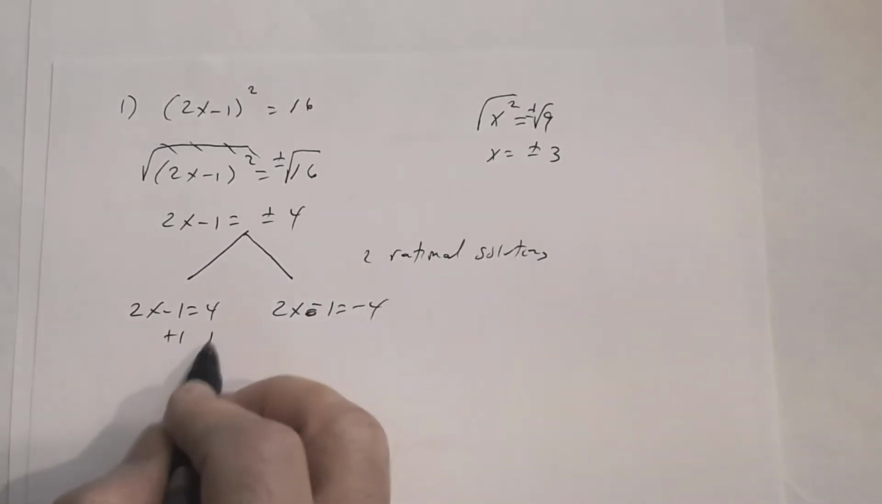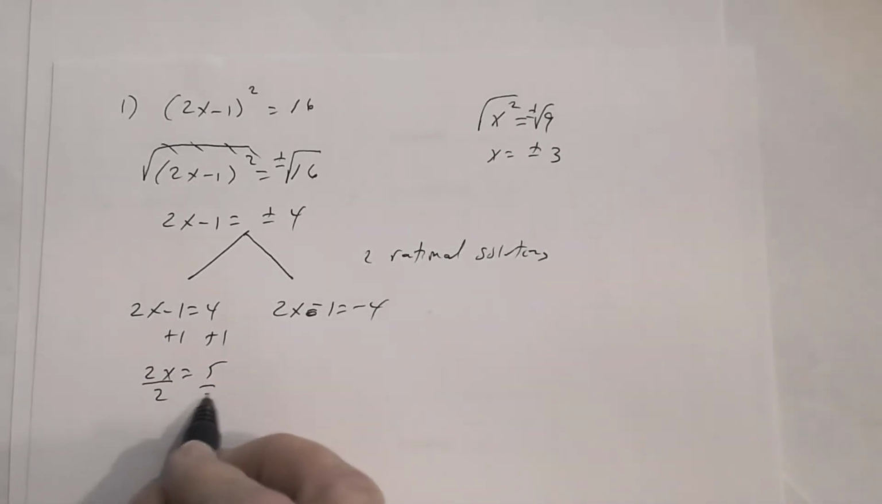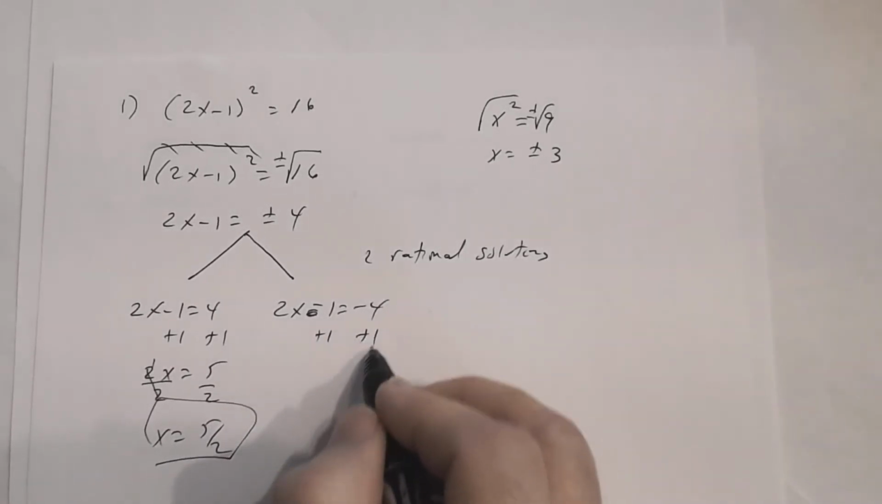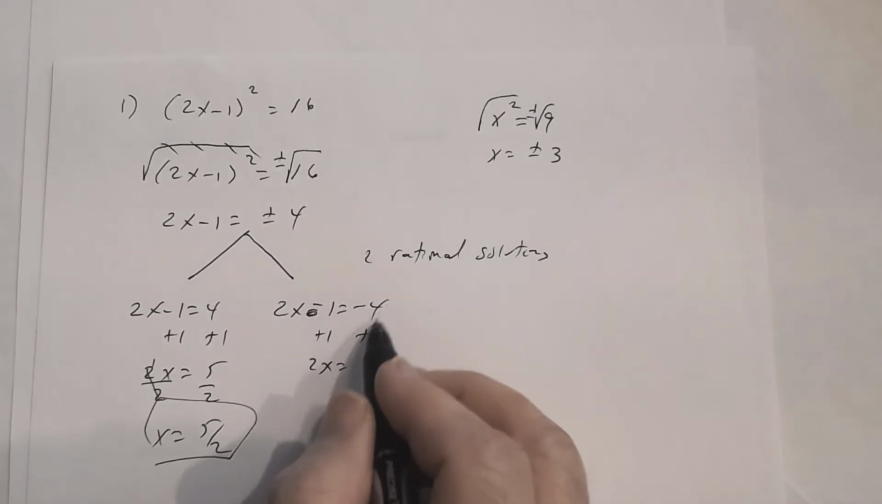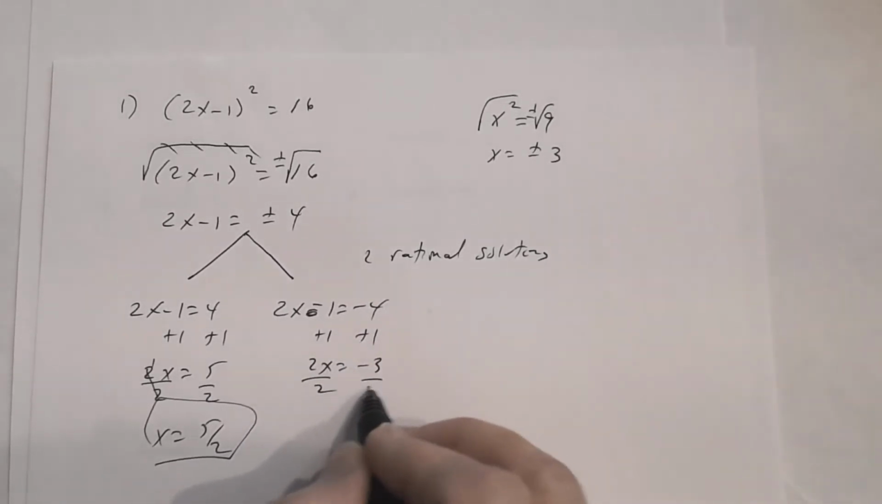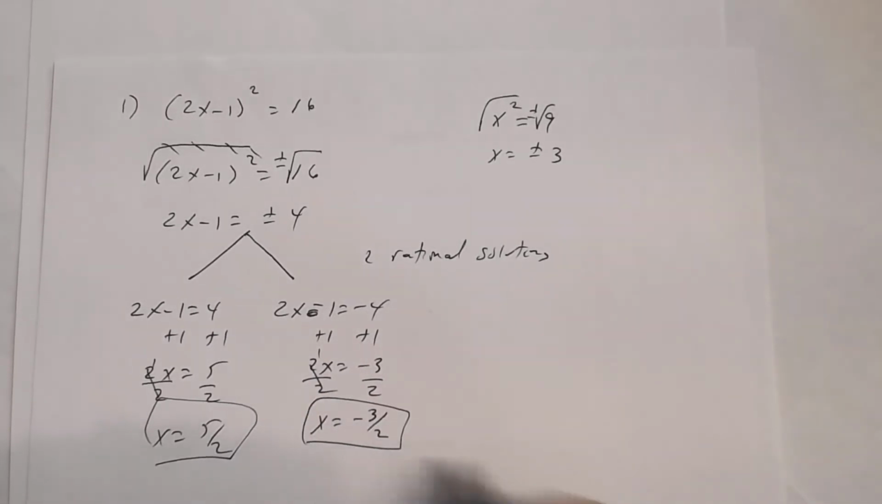Okay, so I add 1 to both sides. I get 2x equal 5. Divide both sides by 2, and there's one of my rational solutions, 5 halves. Over here, add 1 to both sides. I get 2x equal negative 4, and a positive 1 is a negative 3. Divide both sides by 2, and here's the other rational solution. So there are the two rational solutions.